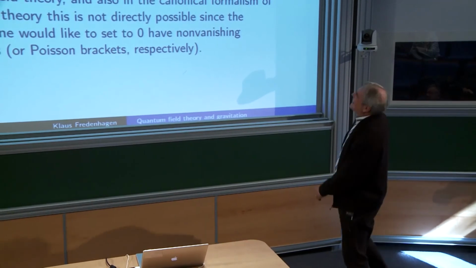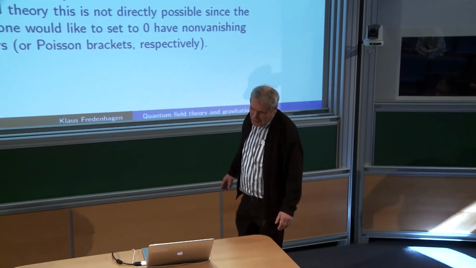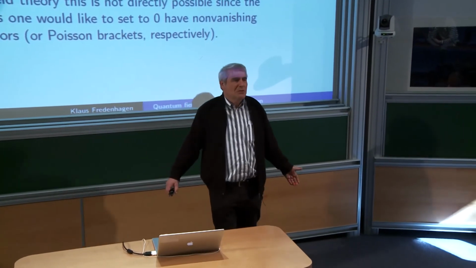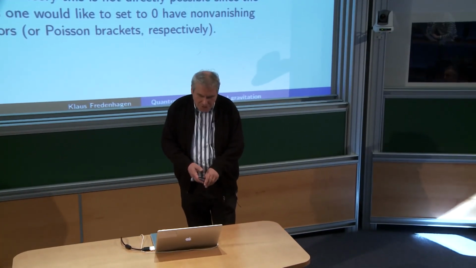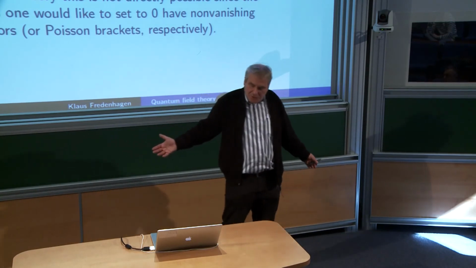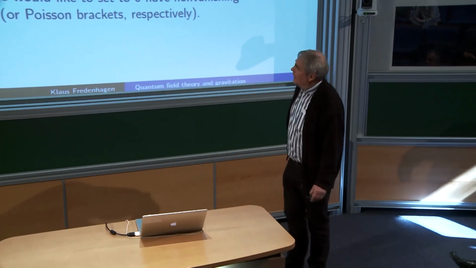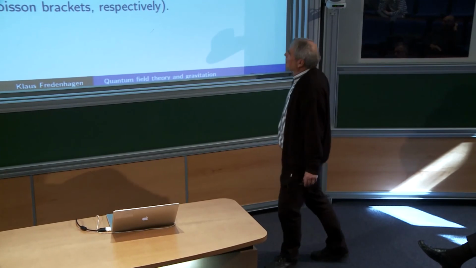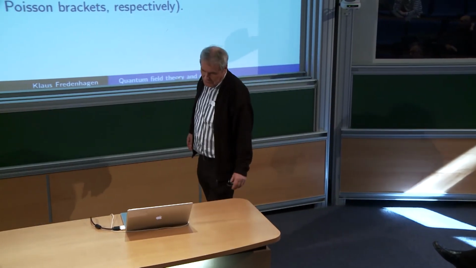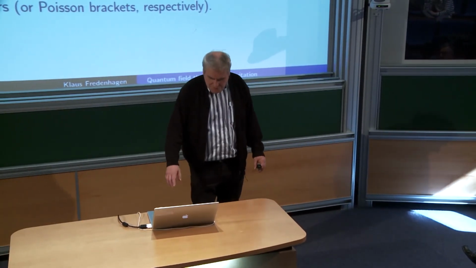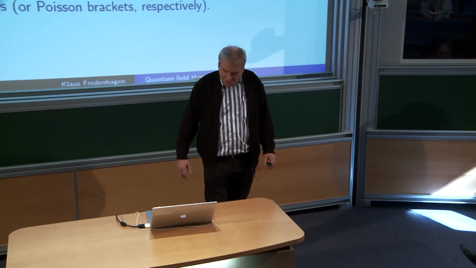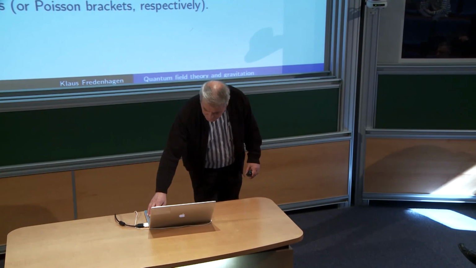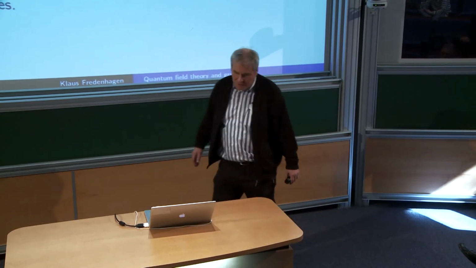Okay. So in gauge theories and gravity, one has new problems because the Cauchy problem is not well posed due to the gauge freedom. And in classical field theory, you would just fix the gauge. In quantum field theory, you cannot do this directly because these things which you would like to vanish have non-vanishing commutators or Poisson brackets in the formalism of canonical field theory.